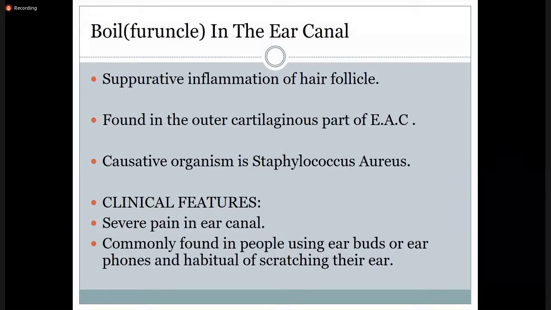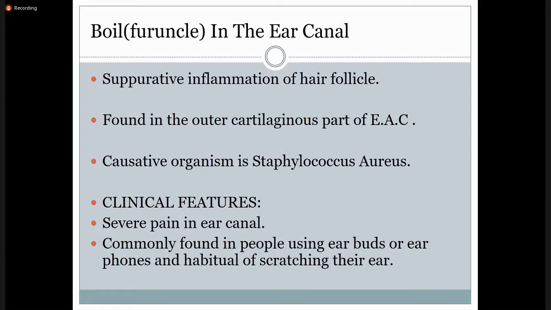The most common causative organism is Staph aureus, the gram-positive organism. And the clinical features: the patient complains of severe pain in the ear canal, commonly found in people using earbuds or earphones and in the habit of scratching their ear. It is also found in swimmers and those people who are fond of using Q-tips and scratching the ear frequently.